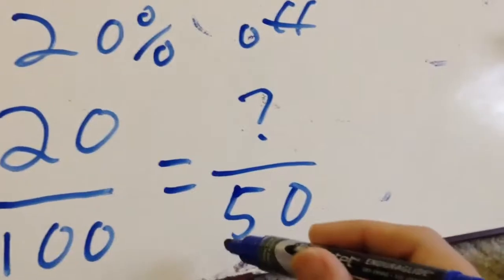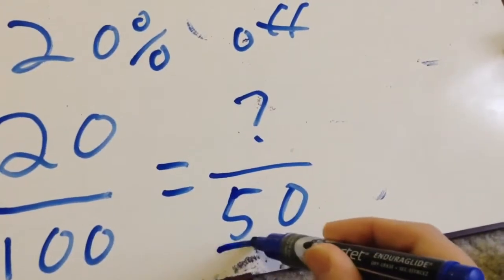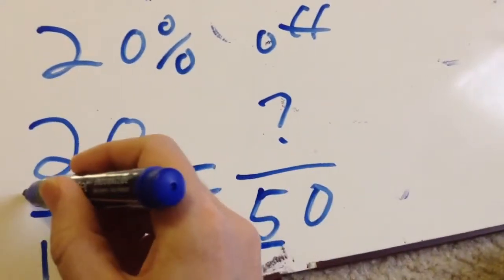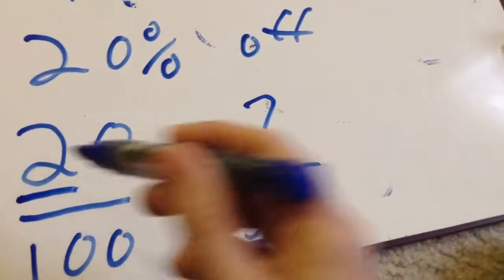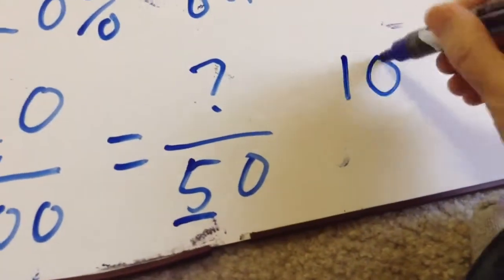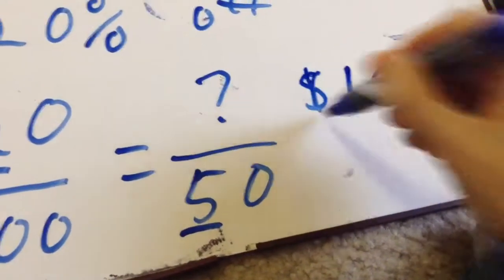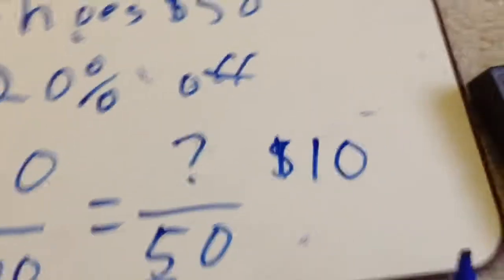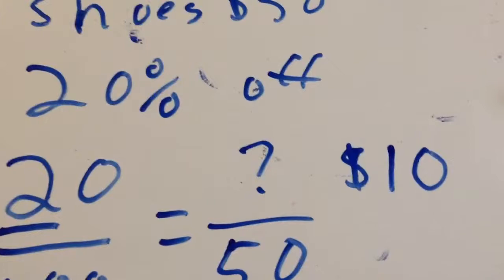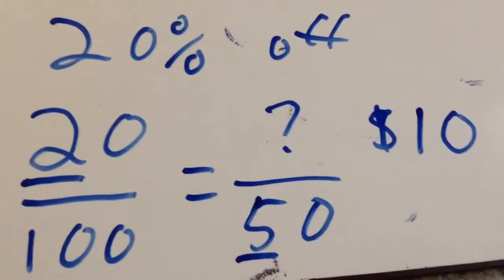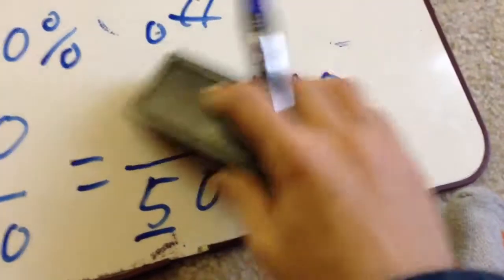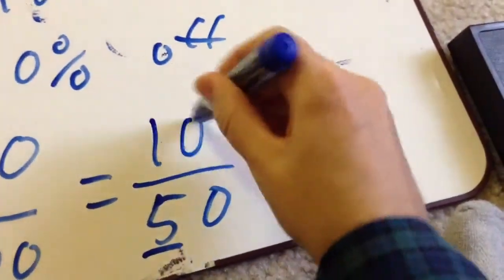All we do is multiply the first digit of this number right here by the first digit of this number. 2 times 5 is 10. So we're going to take $10 off of the shoes. That's the answer to our problem. It's $10.